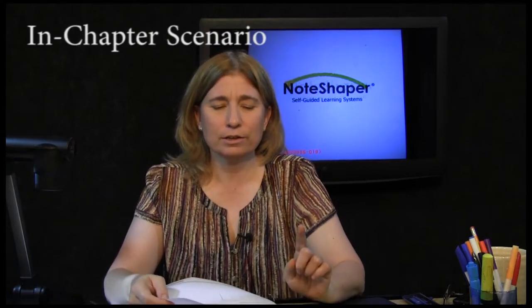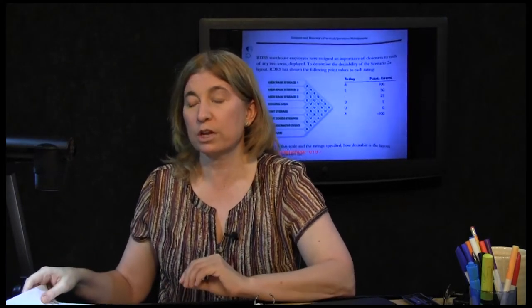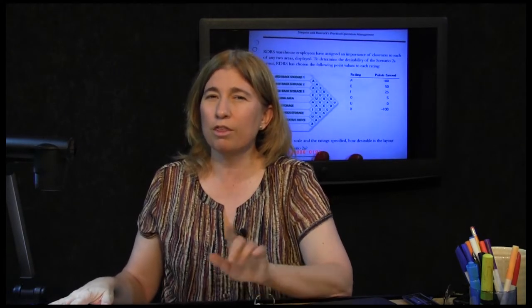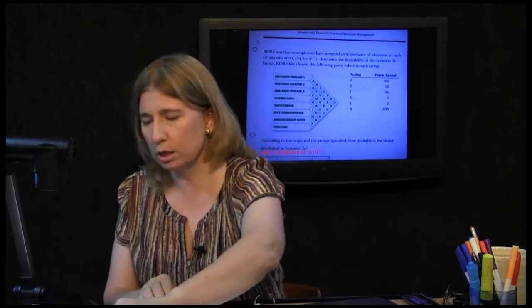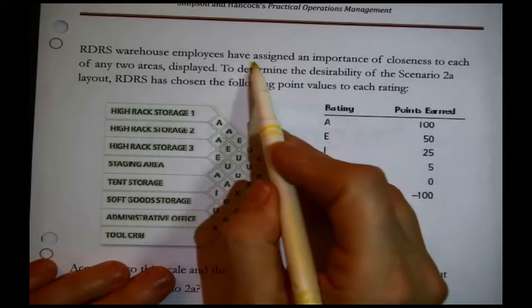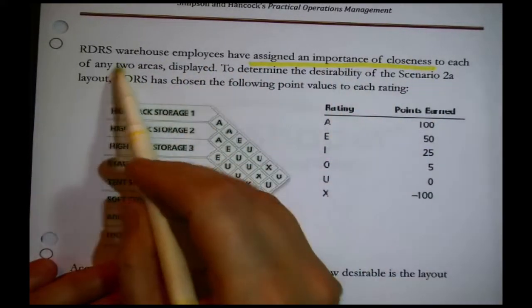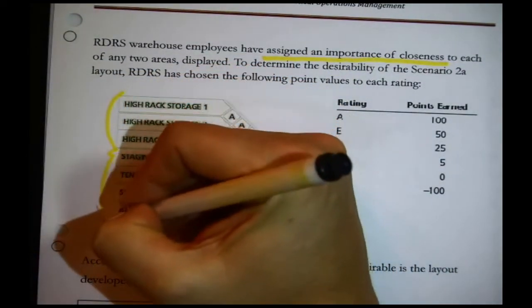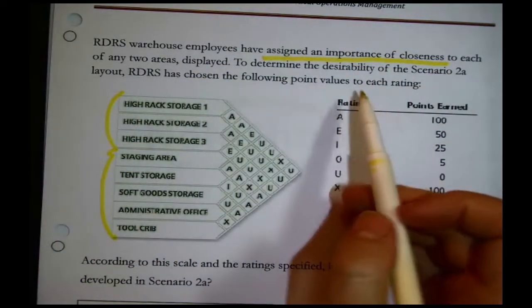When you use closeness ratings, you have to assign a letter grade, basically, to every pair of departments within your layout to express the importance of closeness. Now, that alone can be quite a bit of work, but notice in this scenario, that work has already been done. RDRS warehouse employees have assigned an importance of closeness to each of any two areas. These were all the areas in their warehouse they were trying to figure out good locations for.